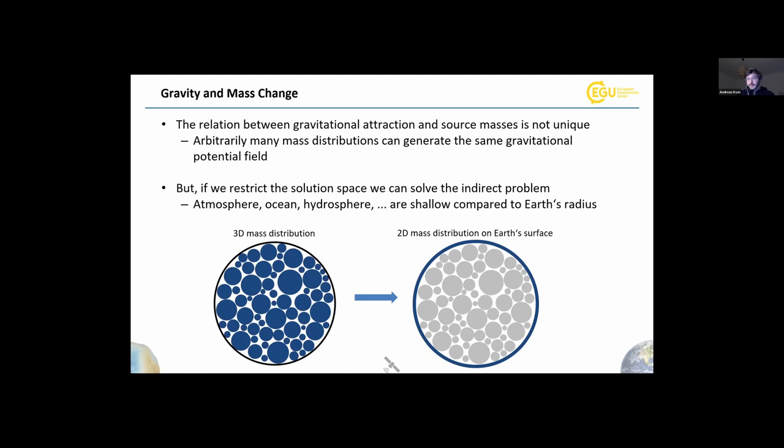But if we take the information that we have about the geophysics that go on in the Earth system, we can essentially restrict our solution space because we say that, okay, most of the mass change that we expect happens on a very small, very shallow layer around Earth's surface. And if you think about the geophysical processes that we observe, atmosphere mass change, oceanic mass change, or the hydrosphere, they happen at or around Earth's surface, which is very shallow compared to the complete radius of Earth. So we have this direct connection between the gravity field and the mass distributions at Earth's surface.